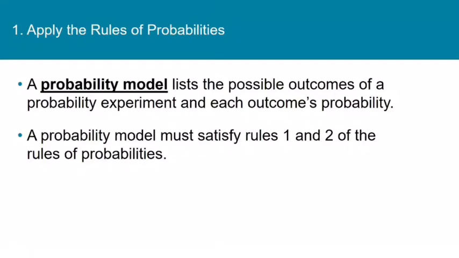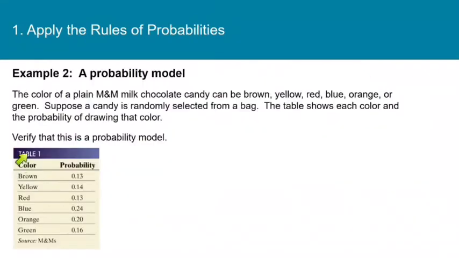Now, a probability model lists the possible outcomes of a probability experiment and each outcome's probability. A probability model must satisfy both of the rules of probabilities. So here we have a table from your textbook, and this says the color of a plain M&M milk chocolate candy can be brown, yellow, red, blue, orange, or green. Suppose a candy is randomly selected from a bag. The table shows each color and the probability of drawing that color.